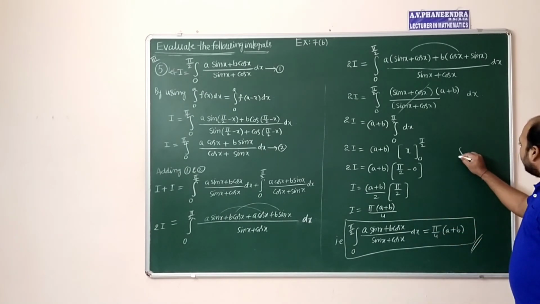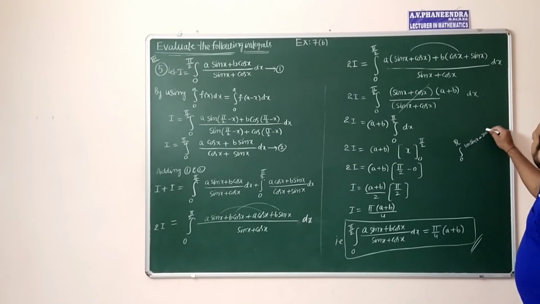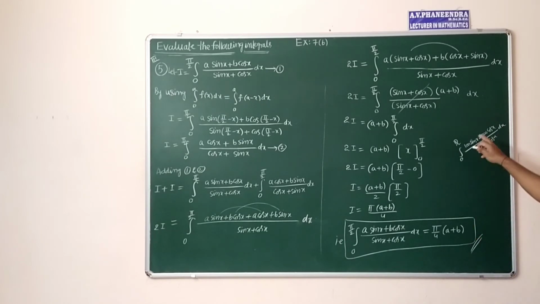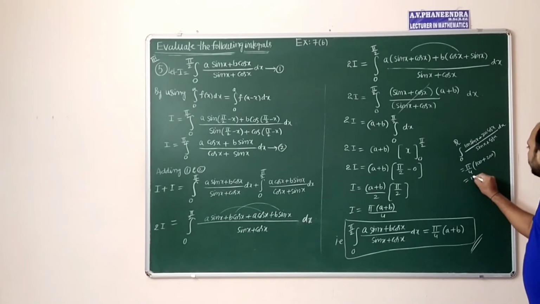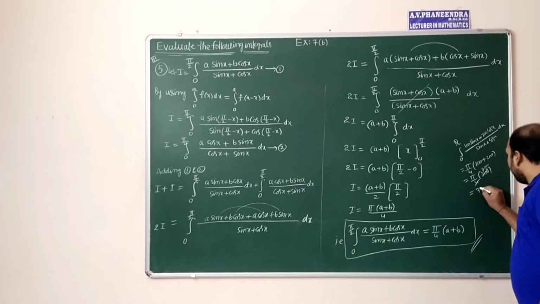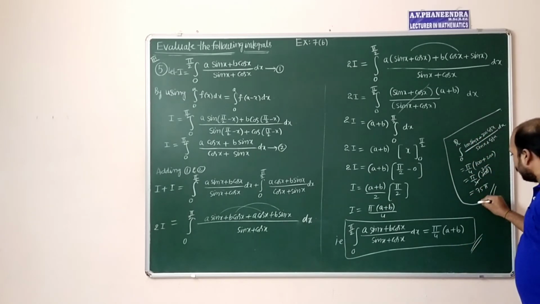Suppose for example, integral 0 to pi by 2, 100 sin x plus 200 cos x divided by sin x plus cos x into dx is the question. Just find out the value of a and b and substitute in this formula. So pi by 4 into 100 plus 200, that is equal to pi by 4 into 300. So 4 7s are 28, 4 5s are 20. So the answer is 75 pi. That's all. You can use it as a shortcut formula also.